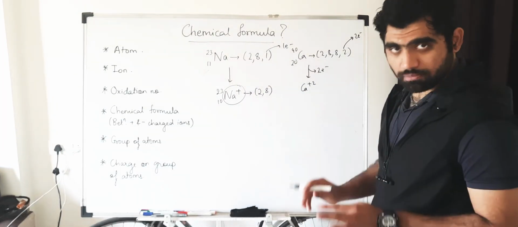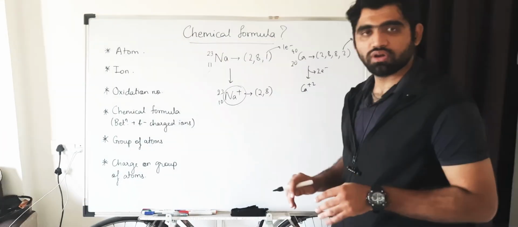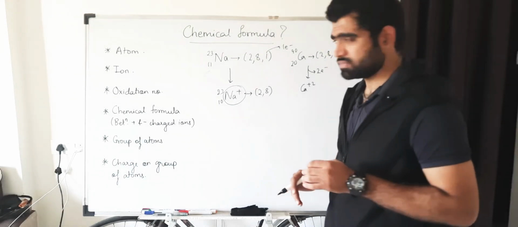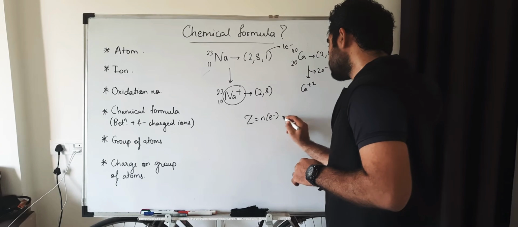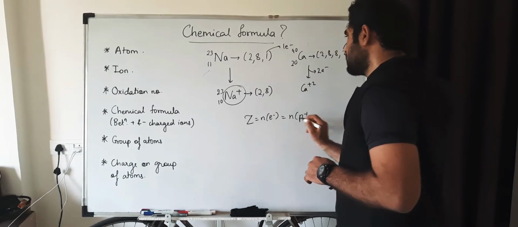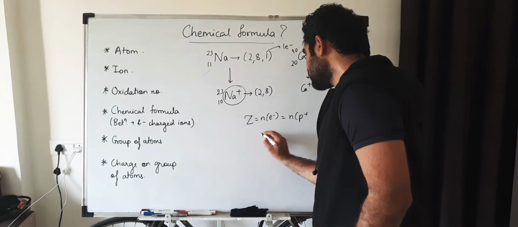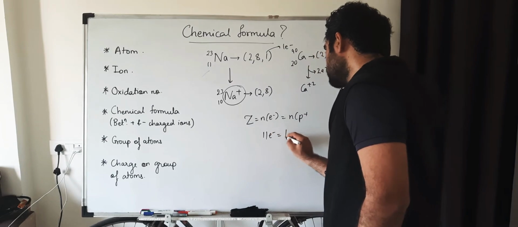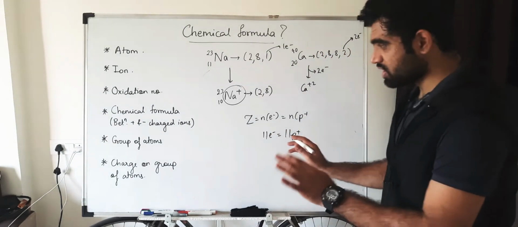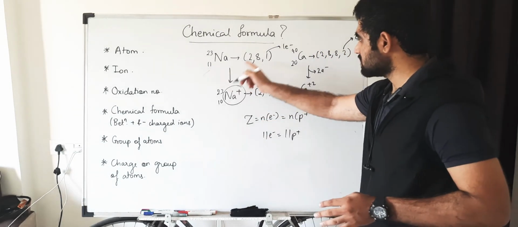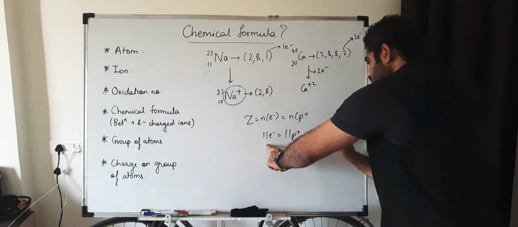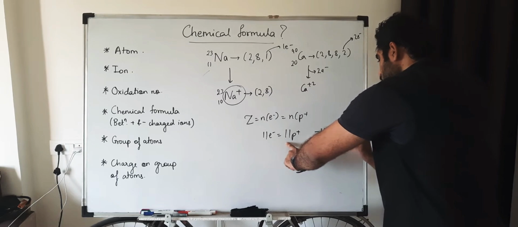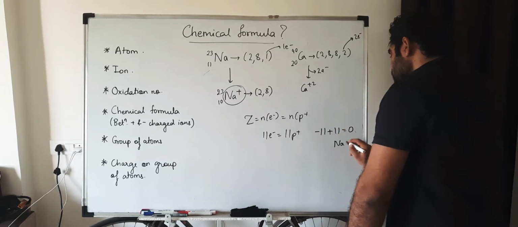Okay, we know that number of electrons are equal to number of protons in an atom. Okay, it means we know that atomic number is nothing but number of electrons or number of protons. In case of sodium, atomic number is 11, therefore 11 electrons will be equal to 11 protons. It means the net charge on sodium, which has 11 electrons, is what? 11 electrons are there, so minus 11 plus 11 for protons, 0. So here sodium has charge 0.